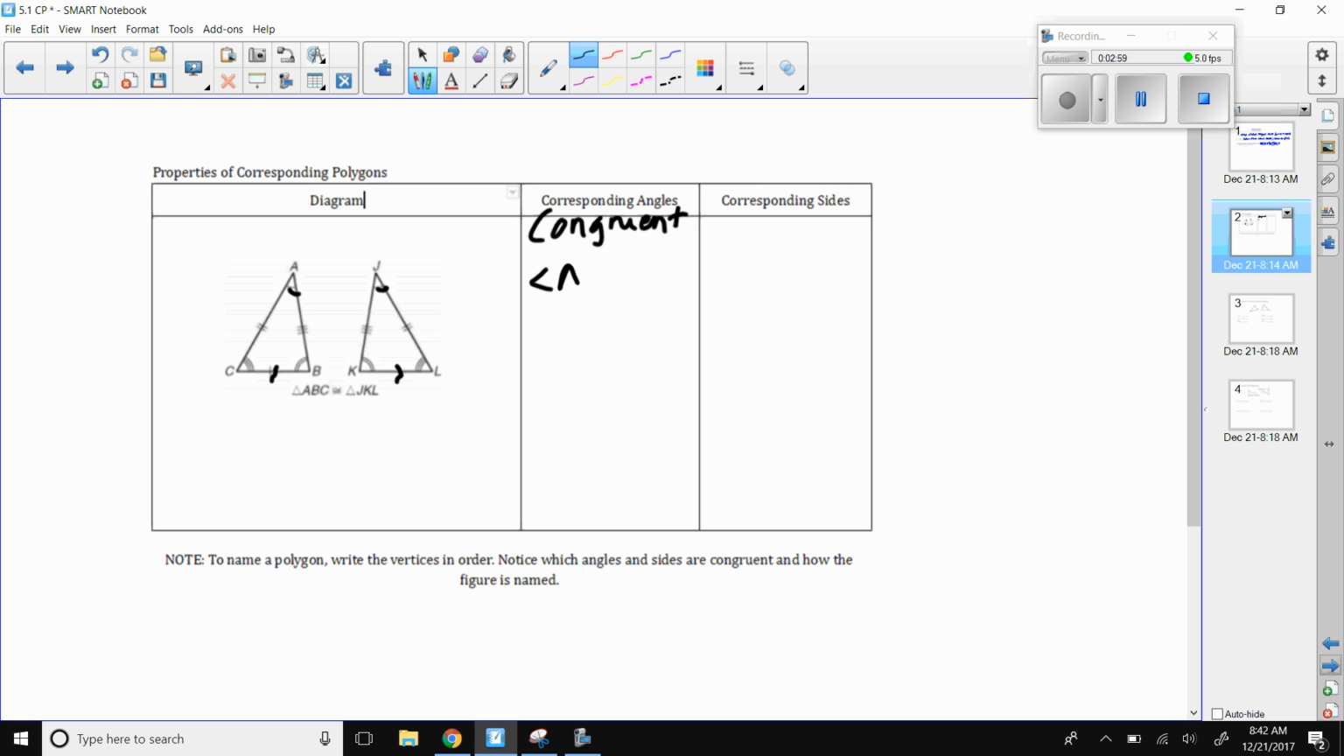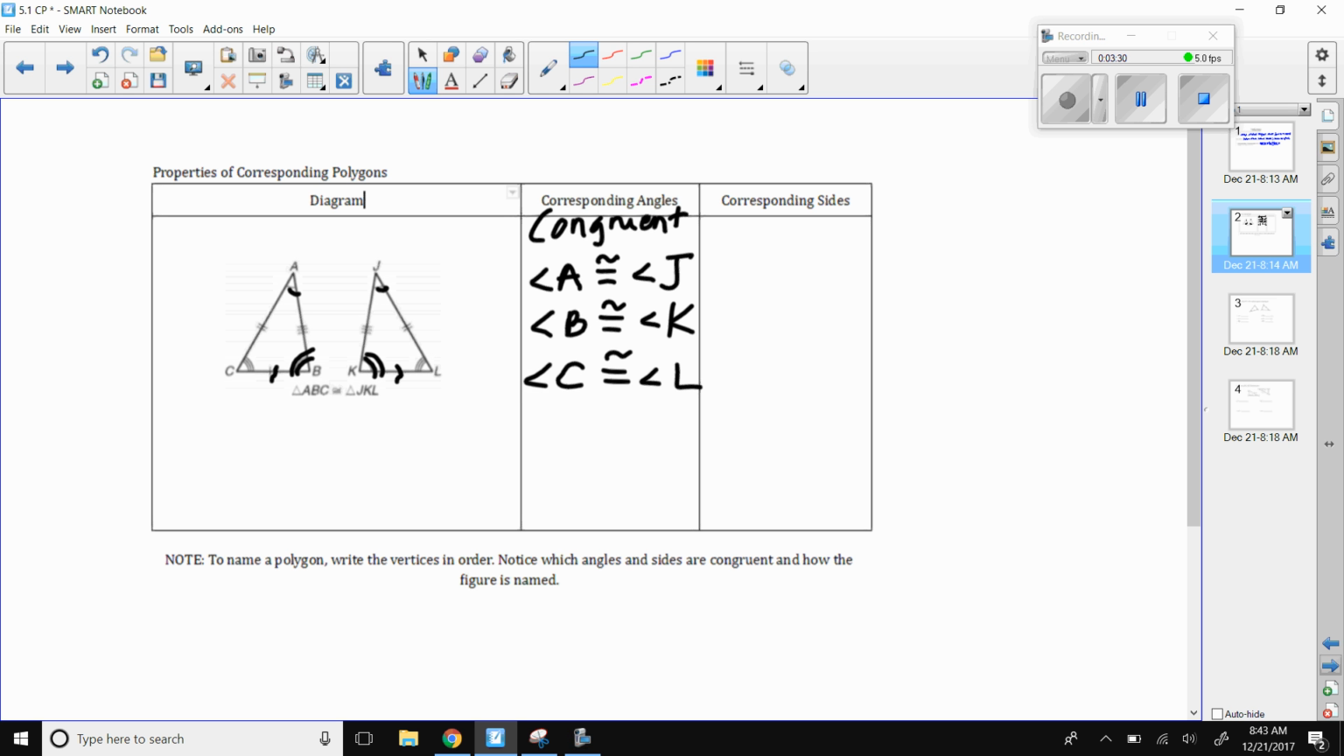I see angle A is congruent to angle J. Angle B is congruent to angle K. They both have 2 tick marks, 1, 2, and 1, 2 on B. And then angle C is going to be congruent to angle L. They both have 3 tick marks.